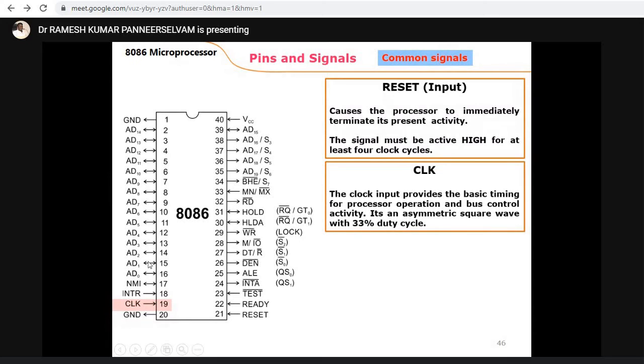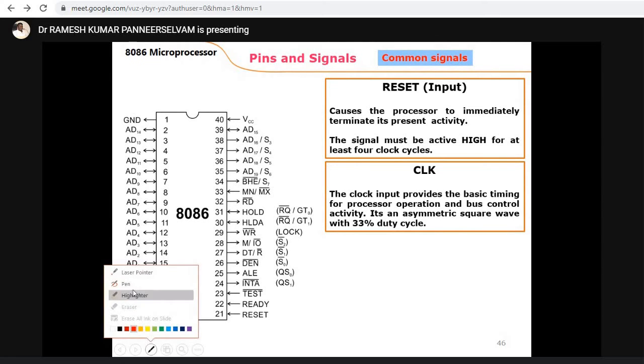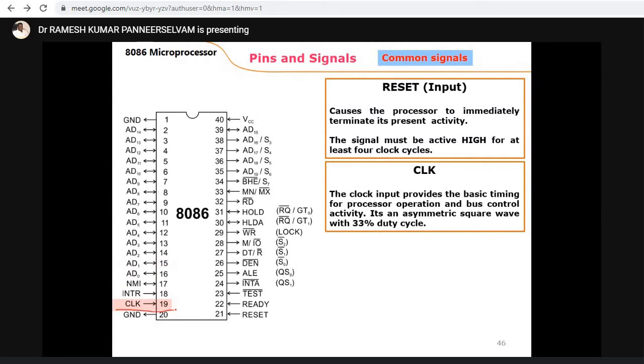Then we have the clock signal. As we already know, 8086 has an external clock generator called 8284, which works with an asymmetric duty cycle of 33%. What is the purpose of this clock generator? The clock generator, a crystal clock, is used to time the internal operations. The timing signal comes from this particular clock. You connect a clock generator at this particular point and it provides the clock signal through this 19th pin.